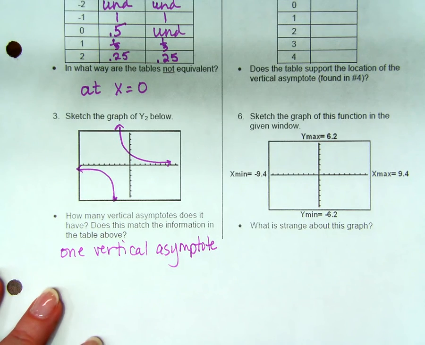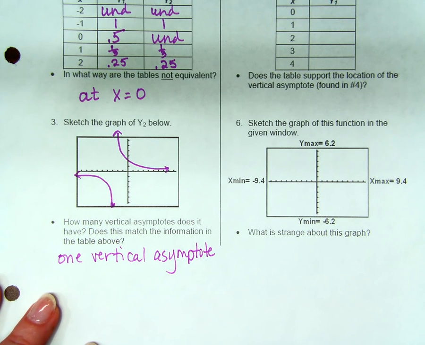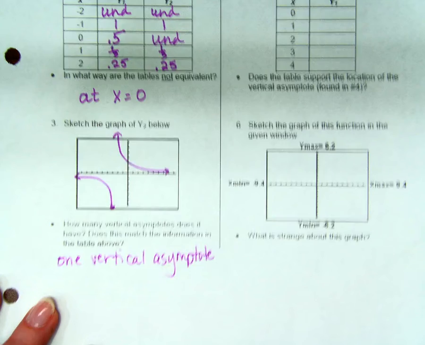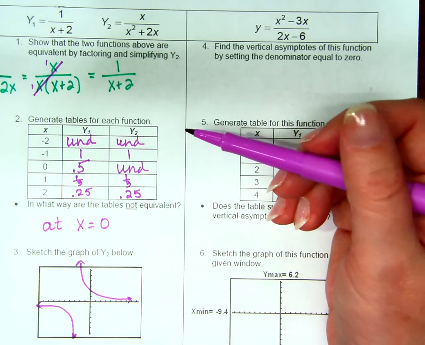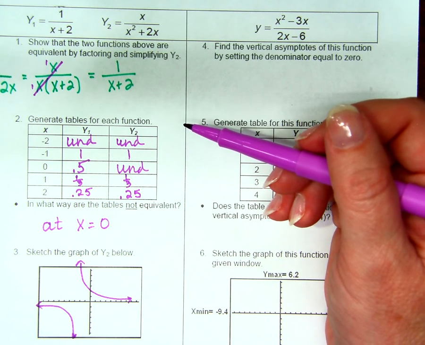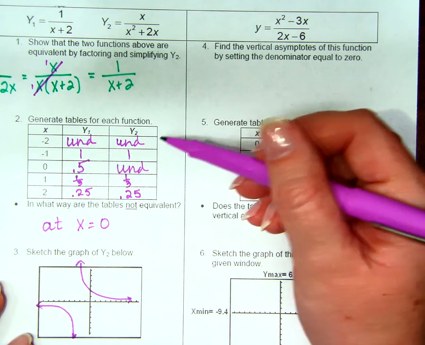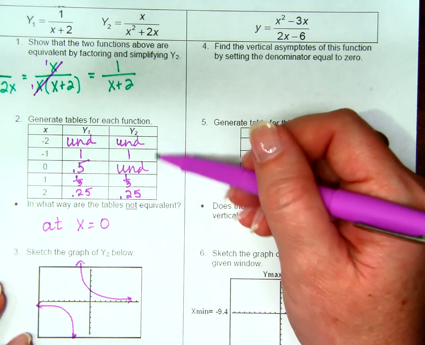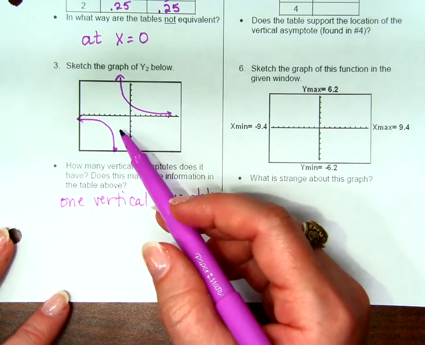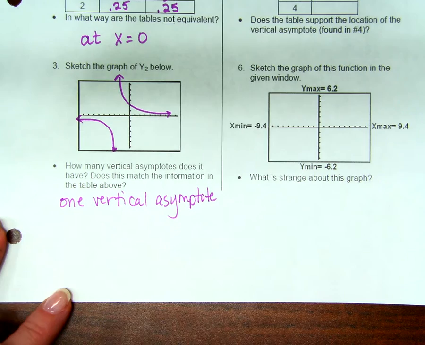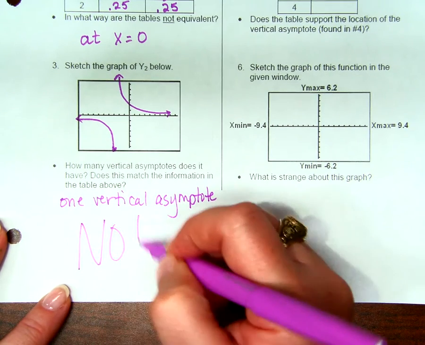Does this match the information in the table? How do we know where vertical asymptotes are by looking at our table? Undefined. How many vertical asymptotes should I have according to our table? 2. How many do I have? Then does it match the information in the table? No.